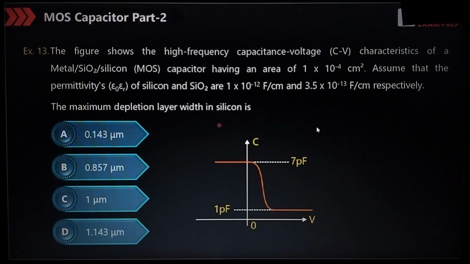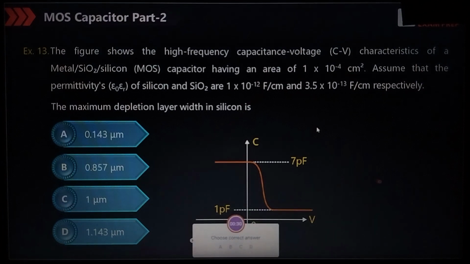Now, the linked question. What is the answer for this one? I am not going to give you more time, because it was the assignment. The figure shows the high frequency capacitance characteristics of a metal capacitor having an area of, same question, everything is same, maximum depletion layer width.